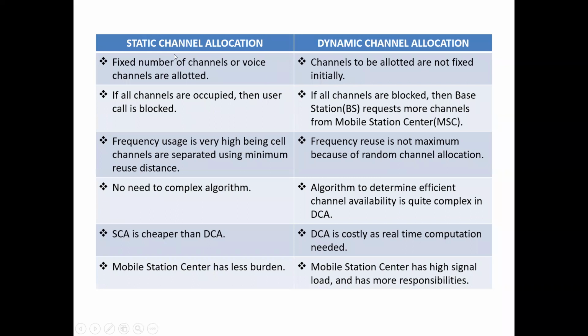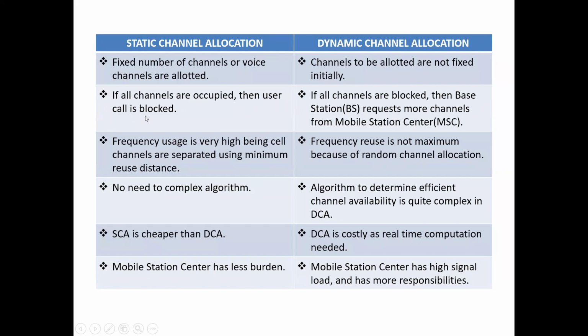And there is no need of an algorithm in static channel allocation. Here in dynamic channel allocation, we need an algorithm to determine efficient channel availability, which is quite complex. And static channel allocation, SCA, is cheaper than DCA, that is dynamic channel allocation. And dynamic channel allocation is costly as real-time computation is needed. And in static channel allocation, the mobile station center has less burden.